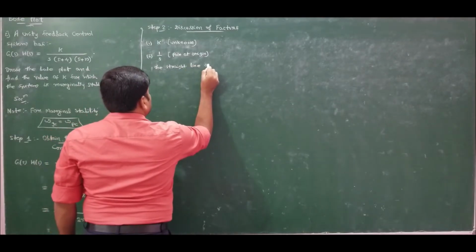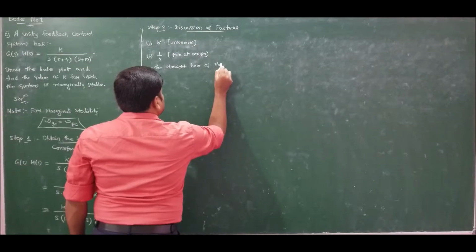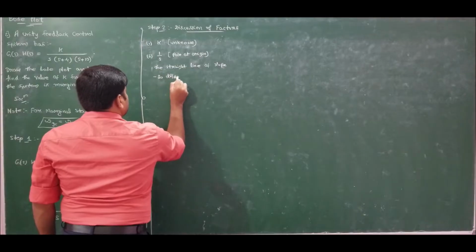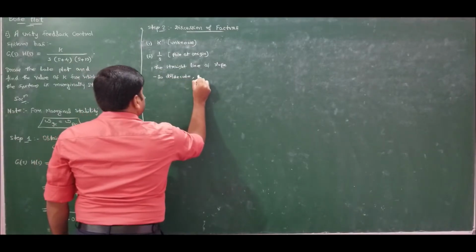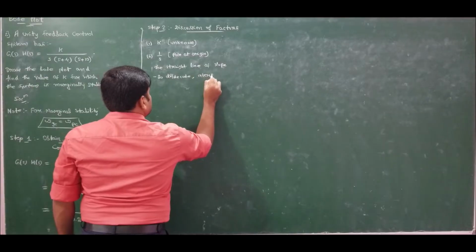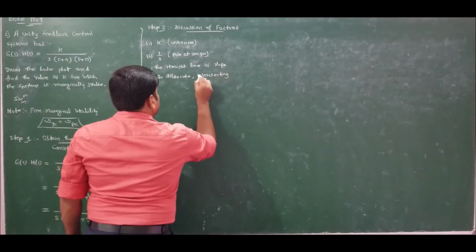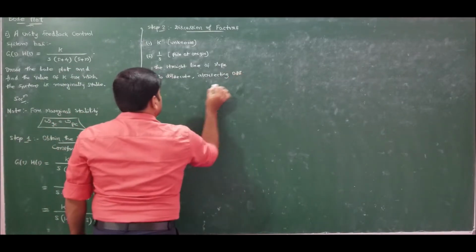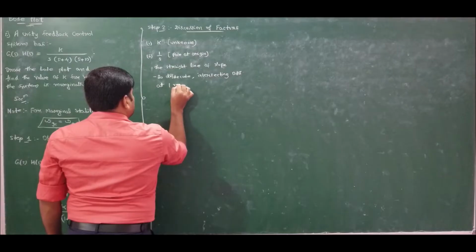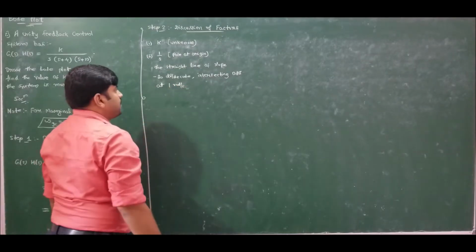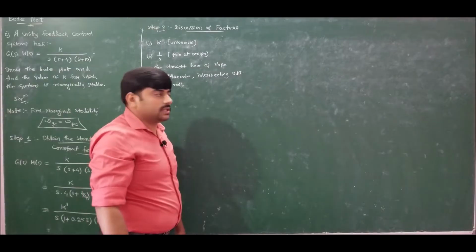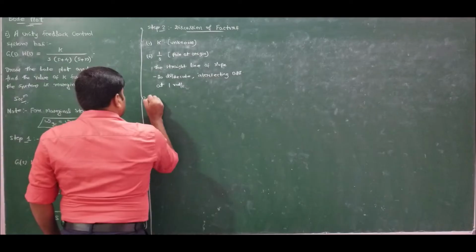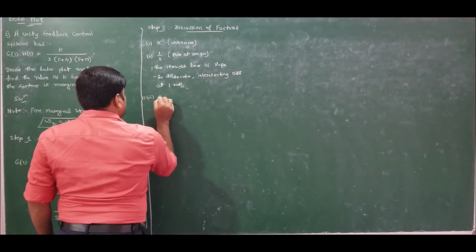of slope minus 20 dB per decade, intersecting 0 dB at 1 radian per second. Correct? This I already discussed with you in our previous problem and also in our first lecture of Bode plot. Next, moving to the third one, we have a simple pole.